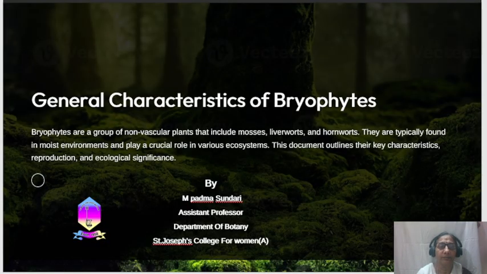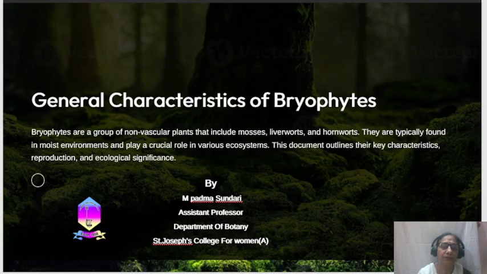Today we are going to start with discussing the general characteristics of bryophytes. What exactly are the bryophytes? We know they are the non-vascular plants. That includes the mosses, the liverworts, and the hornworts. They are found in moist environments and play a very crucial role in their ecosystem. We will look at their key characteristics, reproduction, and ecological significance.